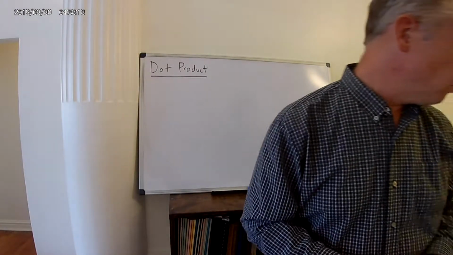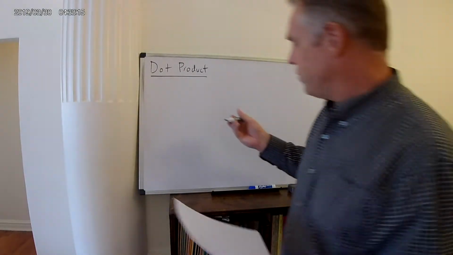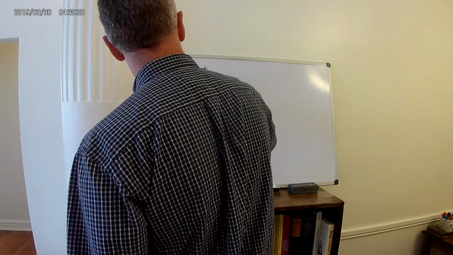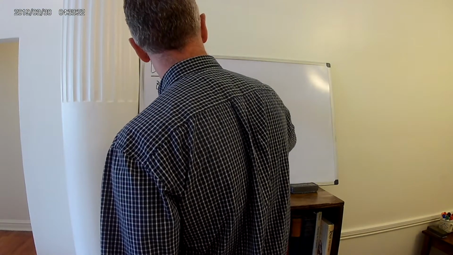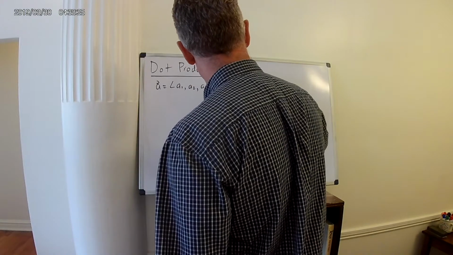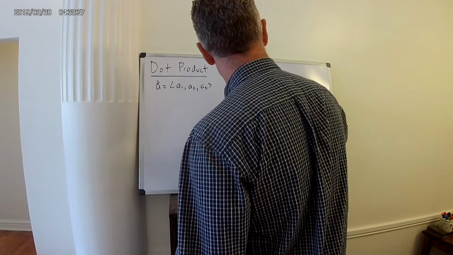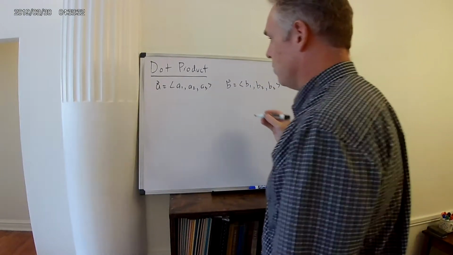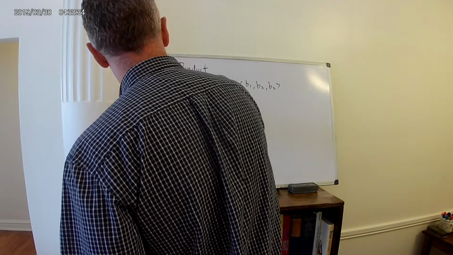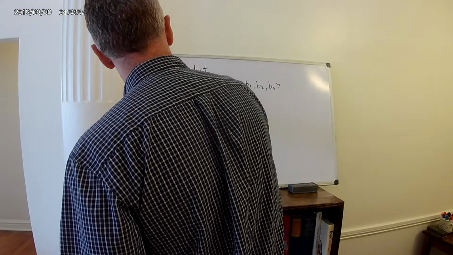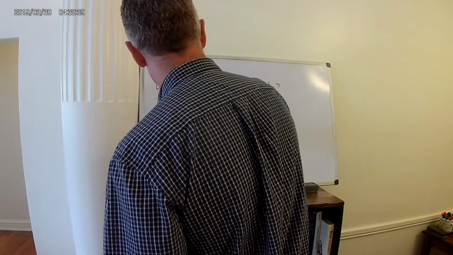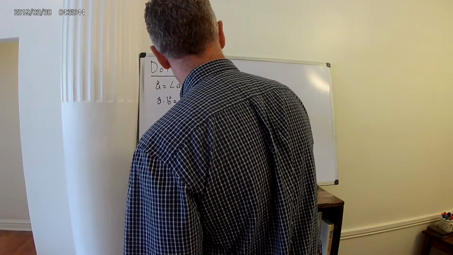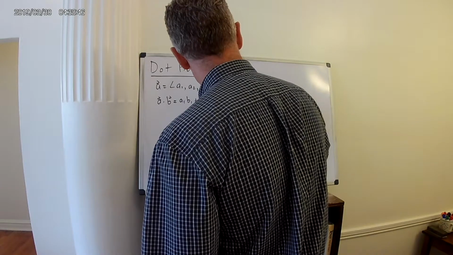So let me talk about what is meant by the dot product. Well, let's suppose we have two vectors, A, which is given by A1, A2, and A3, and another vector, B, given by B1, B2, and B3. The dot product of these two vectors is written like this. So A, and then you place a dot, and B. And it's defined as A1 times B1 plus A2 times B2 plus A3 times B3.